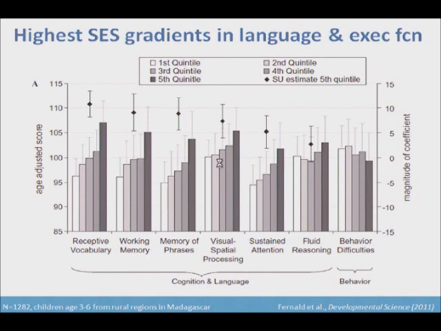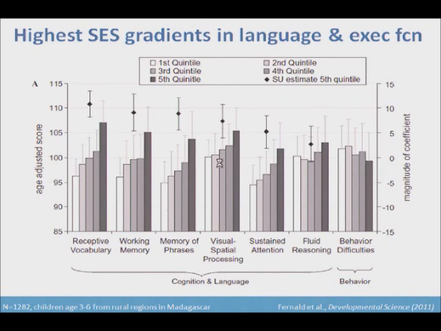Now, with almost 70% of the population in Madagascar living below the internationally defined poverty line, you might assume that child outcomes in this context would be uniformly low. But you can see from the figure, using the y-axis on the left-hand side, that there is a significantly positive stepwise increment in mean age-adjusted test score associated with each increasing wealth category. And this is true for receptive language, working memory, which is a measure of executive function, memory of phrases, visuospatial processing, and sustained attention tasks. And this is while controlling for maternal education and other sociodemographic characteristics.